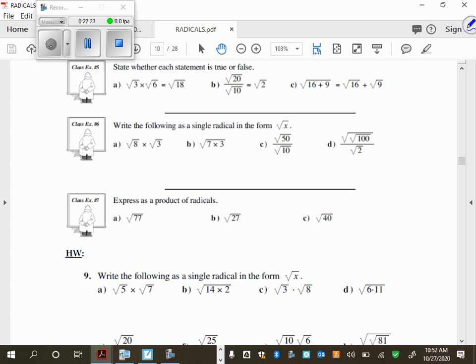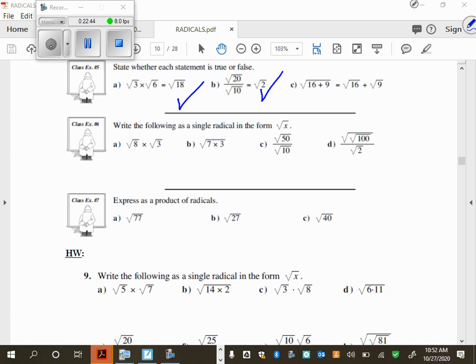True or false? Radical times radical equals radical. That's true. Radical divided by radical equals a radical. That's true as long as 20 divided by 10 equals 2. Now, next time you might see that, it might say equals the number 2. That would be wrong. A radical divided by radical has to equal another radical.